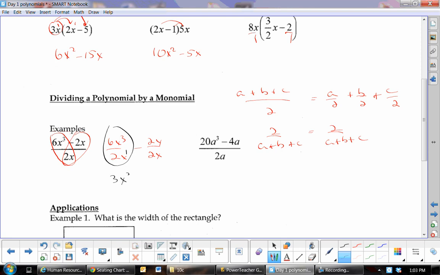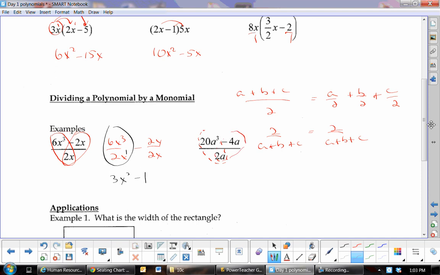3x squared minus 1. Okay? So you can separate it like that if it makes it easier for you, or you can just start doing them like this.